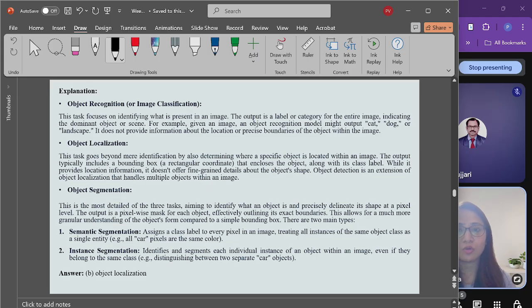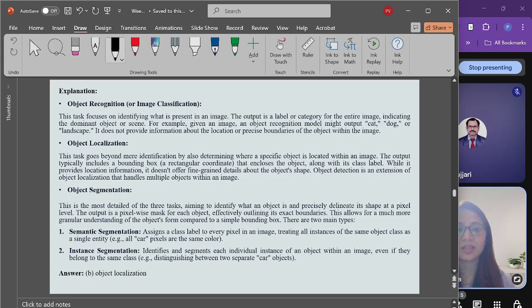Now, what is object localization? This task goes beyond identification by also determining where the specific object is located within an image. The output typically includes a bounding box, which you have already seen, a rectangular coordinate that encloses the object along with its class label. While it provides location information, it does not offer fine-grained details about the object's state.